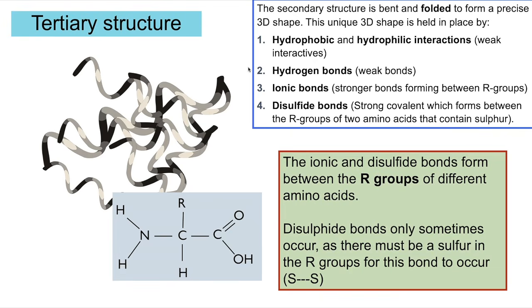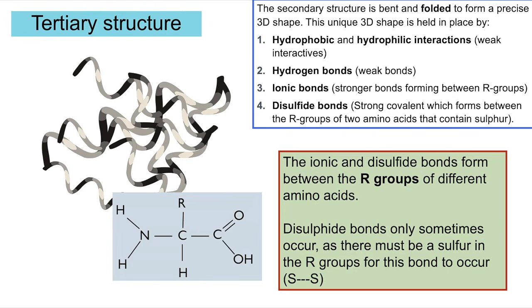And the location that those bonds form is determined by the sequence of amino acids in the primary structure. And where those bonds form is what determines the final unique 3D shape. So that's why the primary structure is so important.